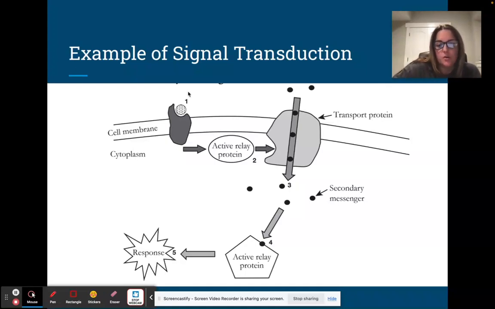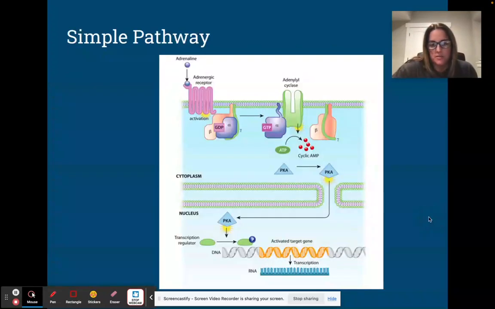So again, we've got a hormone or some sort of molecule that's attached to a membrane receptor that's activating a relay protein. In this case, this relay protein is opening a transport channel, and we have ions that are diffusing in through an ion channel through diffusion. Then they become a secondary messenger that then activates another relay protein, and then that leads to a response. So again, this is just kind of a generalized example of a system.